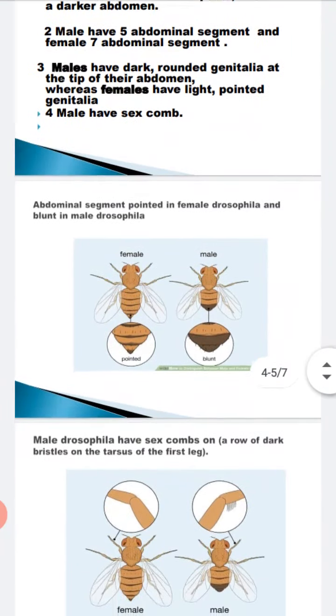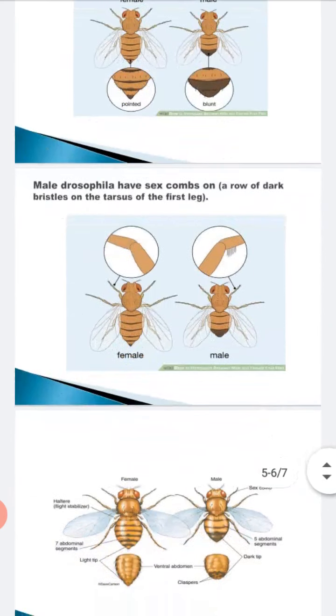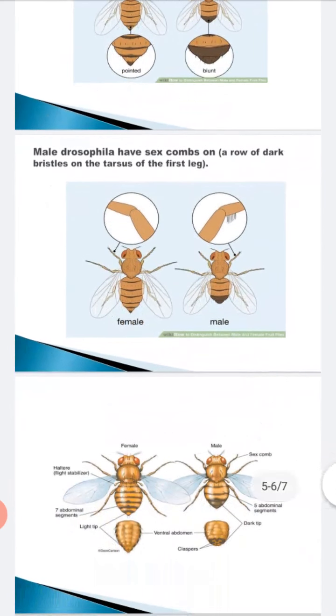In the next diagram you see the sex comb. It is bristle-like in appearance and it is present on the tarsus of the first leg, while it is absent in the female. So this is the demarcating character. In the third figure you can see the whole difference between the male and the female Drosophila.